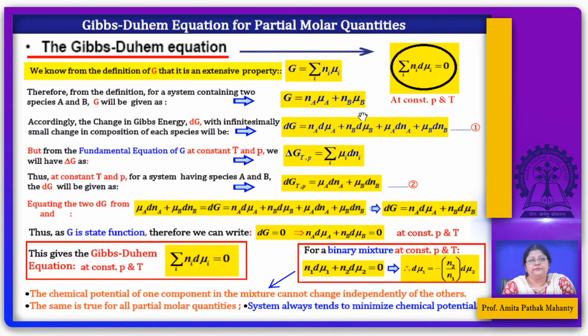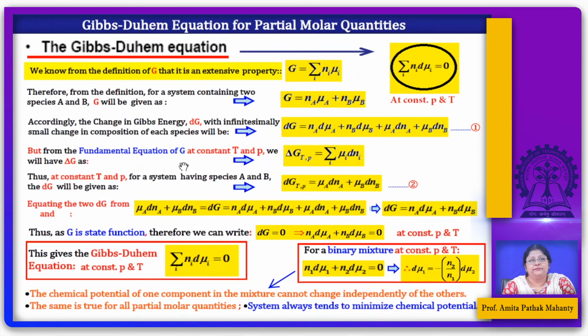If this is the definition of G, then dG, when there's a small change in composition, can be given by: number of moles of A into the change in chemical potential of A, plus number of moles of B into the change in chemical potential of B, plus, now we change the number of moles and keep the chemical potential constant, chemical potential of A into the change in number of moles of A plus chemical potential of B into the change in number of moles of B. This is the equation we have defined for G. So we find out what dG, the total differential, is. Each of the species has to be differentiated, and that is what we have done. Right?